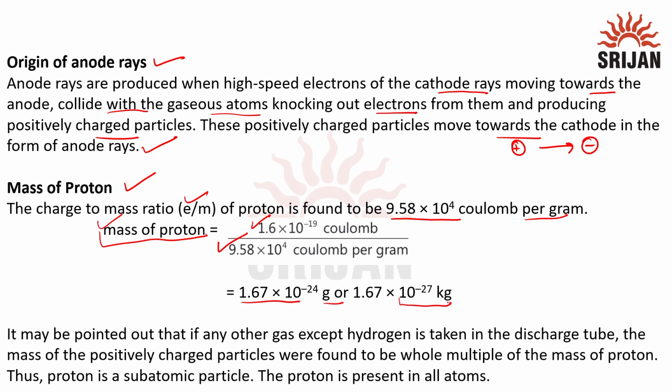And it may be pointed out that if any gas except hydrogen is taken in the discharge tube, the masses of the positively charged particles were found to be whole multiples of the mass of the proton, and thus the proton is a subatomic particle and proton is present in all the atoms, with the same mass of proton in all kinds of atoms.